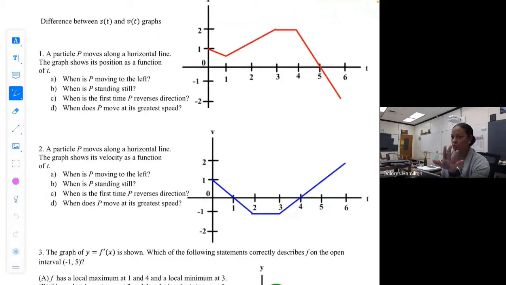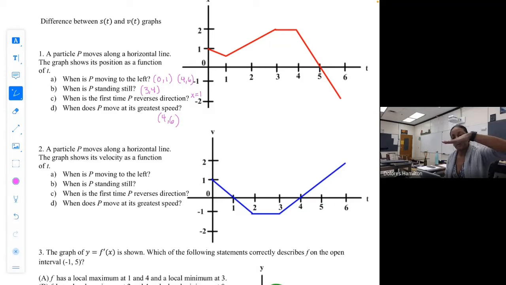You'll notice that question 1 is showing you a graph of position, where problem 2 is showing you the velocity graph. So if we looked at question 1, they're asking, when is P moving to the left? And we would say that's where our position graph is decreasing. And we know that it's decreasing over the intervals from 0 to 1 and 4 to 6.